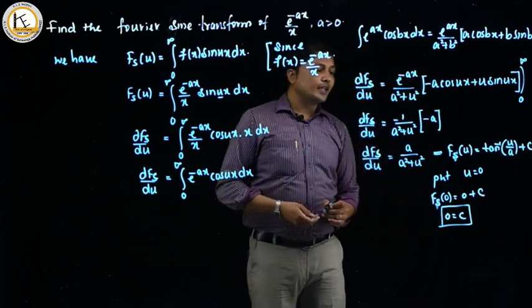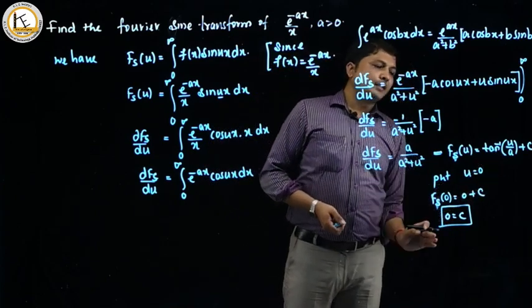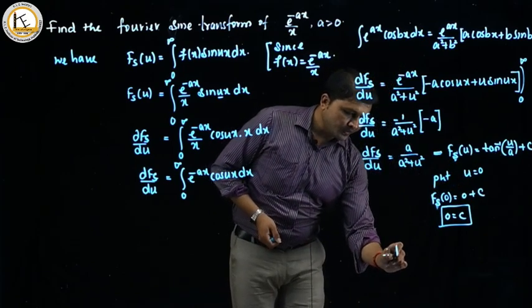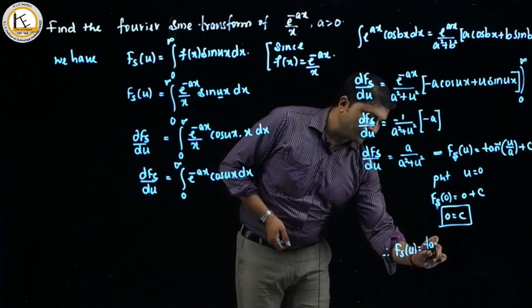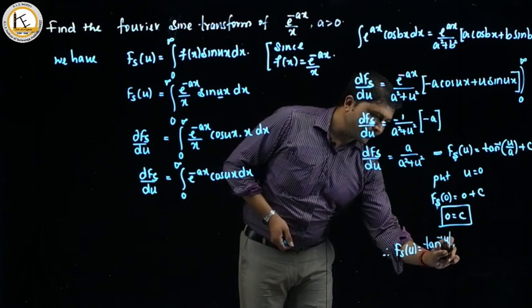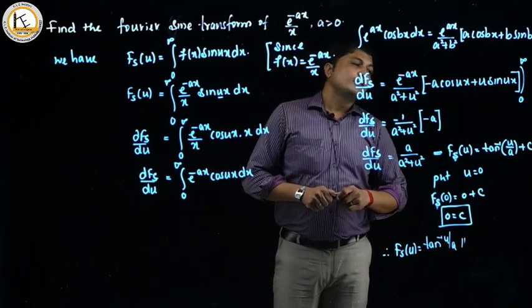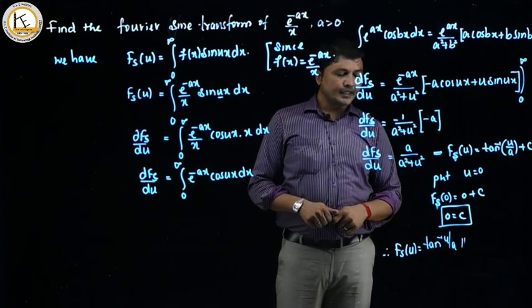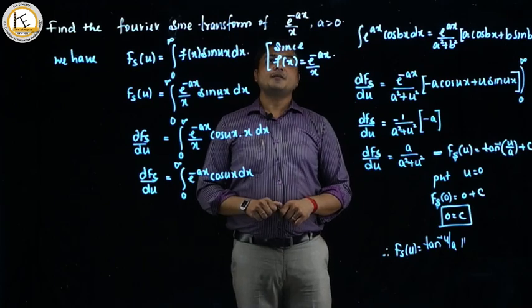Once we get the value of c, we substitute it in Fs of u. Finally, we have Fs of u equal to tan inverse of u by a, because the value of c is 0, and hence this is the Fourier sine transform of the function e raised to minus ax divided by x.